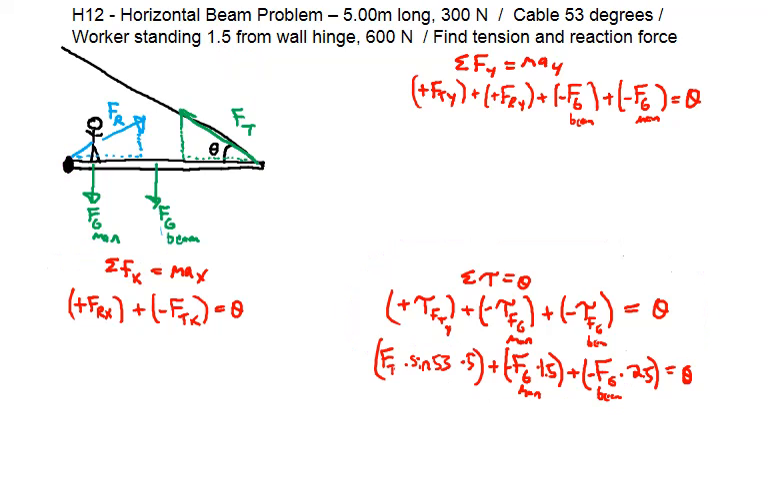Okay, so we have the force of tension times the sine of 53 times 5. It's 5 meters long, so that's where the tension is acting right here. So it's 5 meters from here. The force of gravity of the man is at 1.5 meters, and then the force of gravity of the beam is at 2.5 meters, right in the middle. And our force of tension should come out as 413.205 newtons.